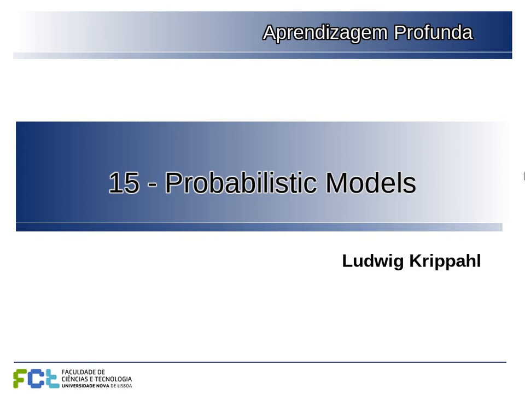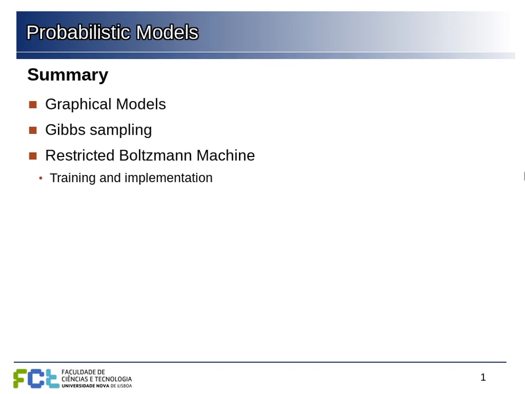So in this first part, we're going to look at probabilistic models. Basically, the idea is to give a brief review of graphical models. We saw this in machine learning last semester, so I'm going to just revise this briefly. And then I'm going to focus on the restricted Boltzmann machine and see how we can implement and train one.